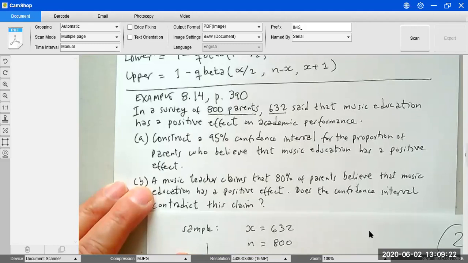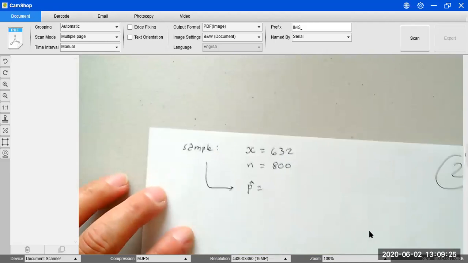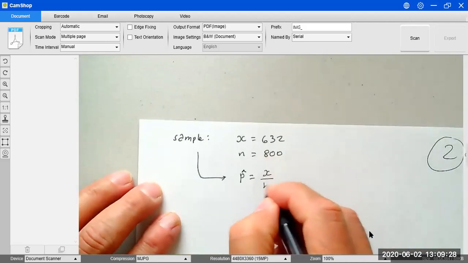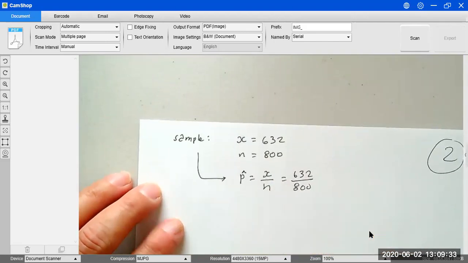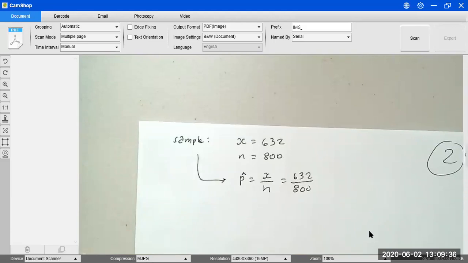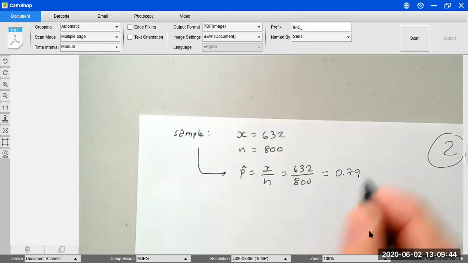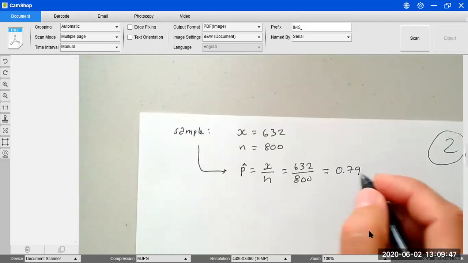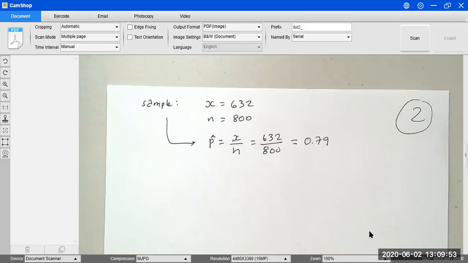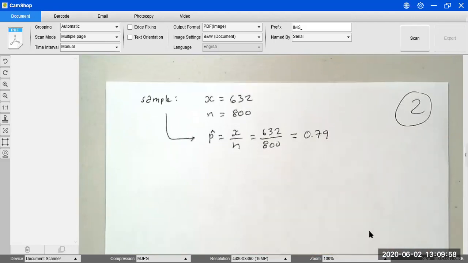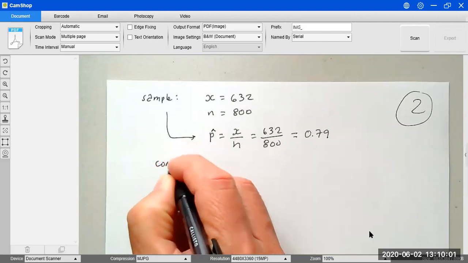So this sample then has a proportion. The proportion is just x over n. So it's 632 over 800. We're going to do this operation. You can use your calculator, or you can use R. You're going to find that the proportion of this sample is 0.79. But what are the limits for the proportion of the population? We're going to use this value, we're going to use alpha, and in that way we're going to be able to find the confidence interval.